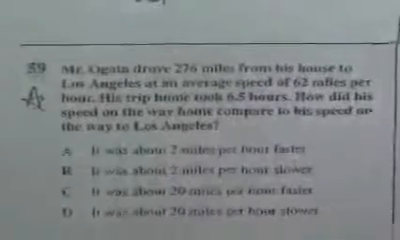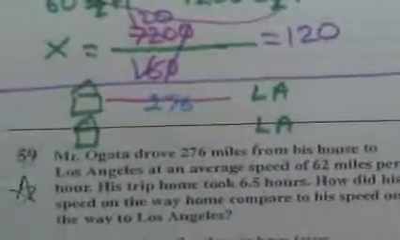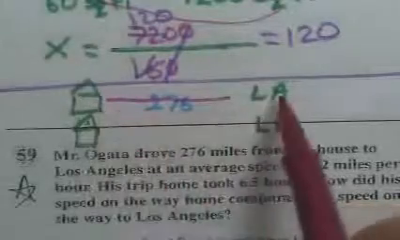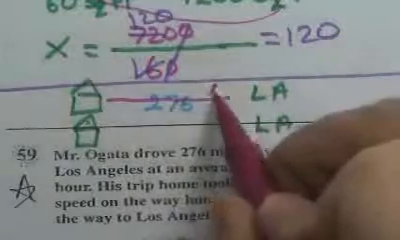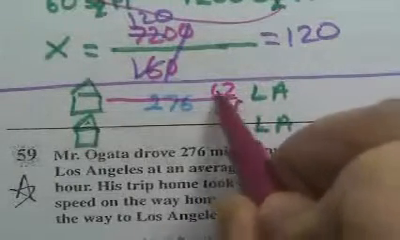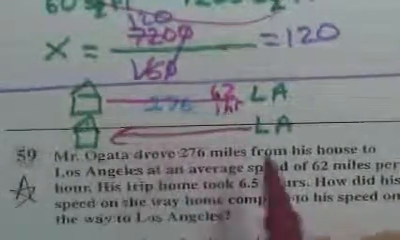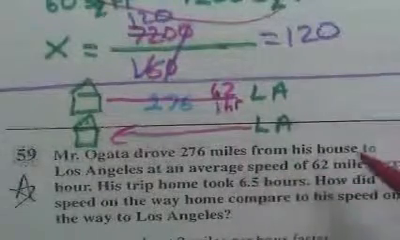Number 59. Word problem. If you're having difficulty with word problems, always draw a picture. It helps out. You can kind of think of it as this, that from his house, Mr. Ogata, from his house to L.A., that's 276 miles, and he drove 62 miles per hour. Okay, that's how fast he went, 62 miles per hour. Okay, on the way home, going back home, it tells how long it took him, 6.5 hours.